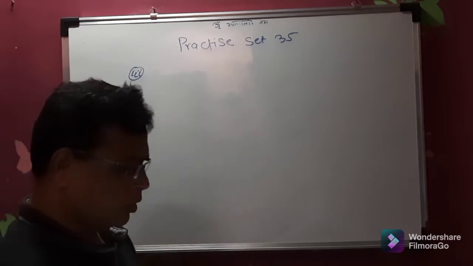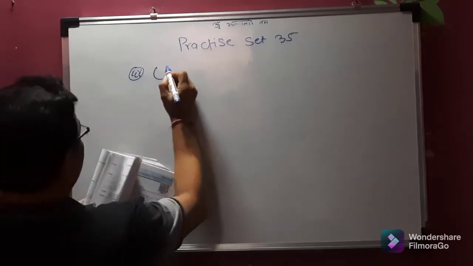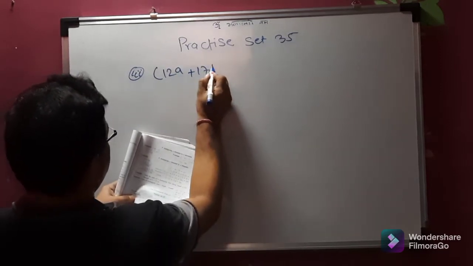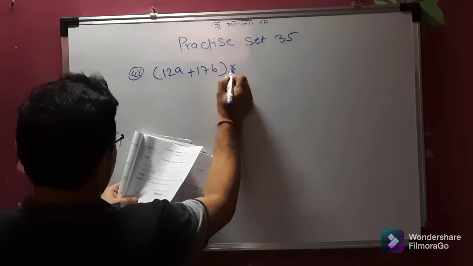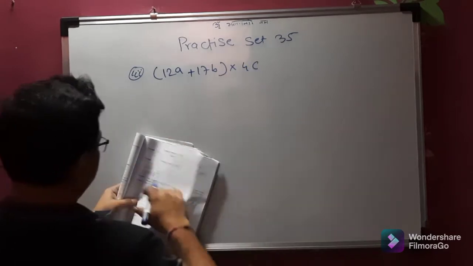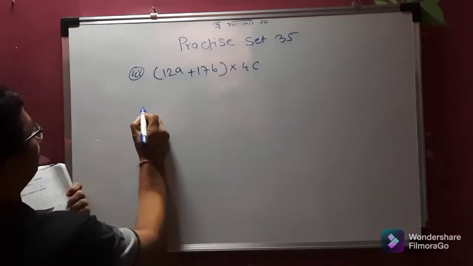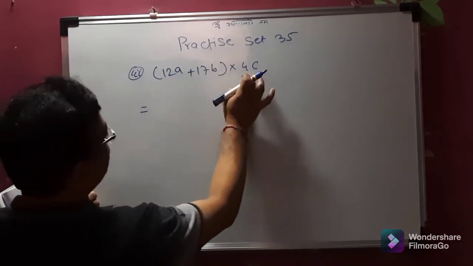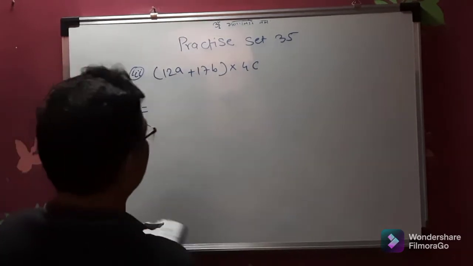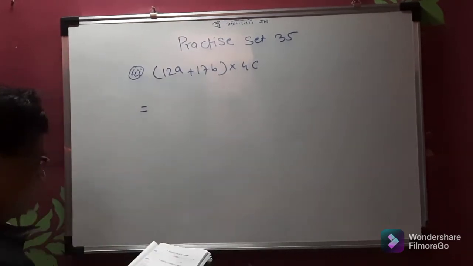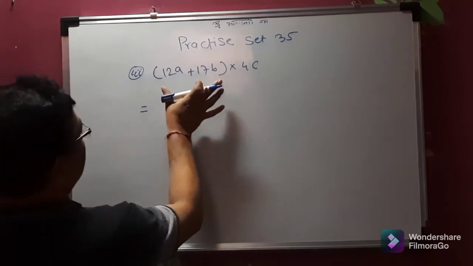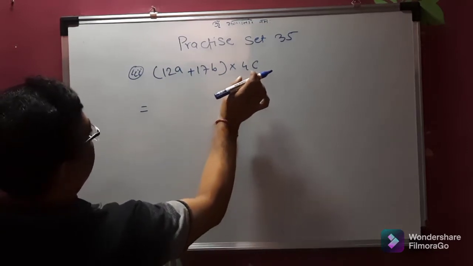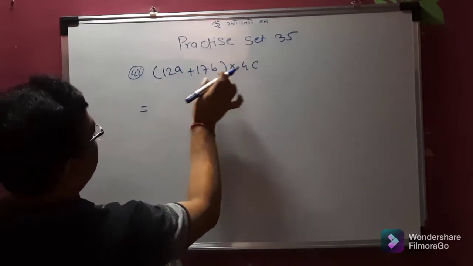Now we will go for problem number 3, that is 12a plus 17b into 4c. Here we have to multiply this expression with 4c. So this is one algebraic expression, this is another one. First of all, you have to multiply this 4c with this expression, then this.